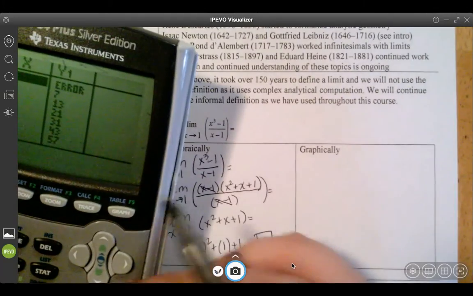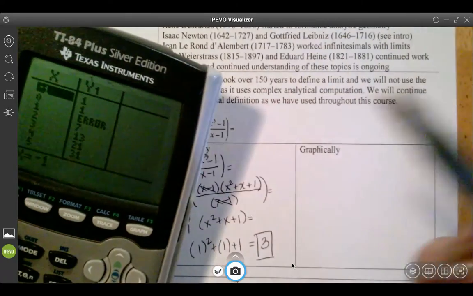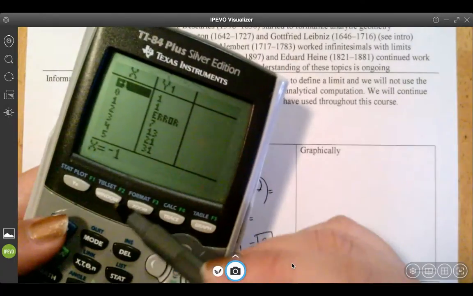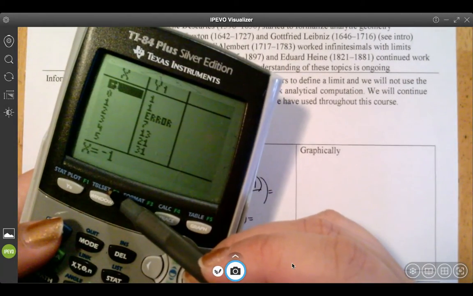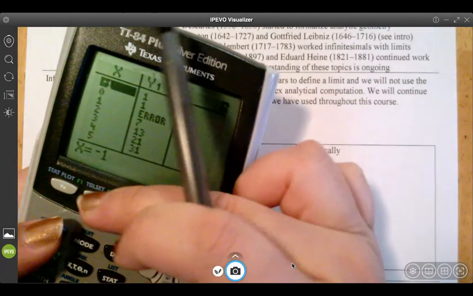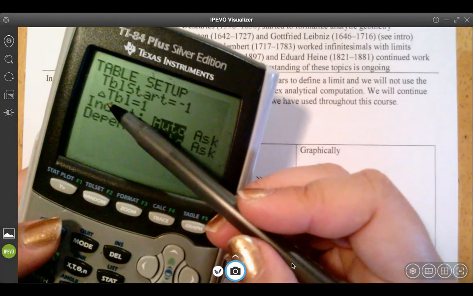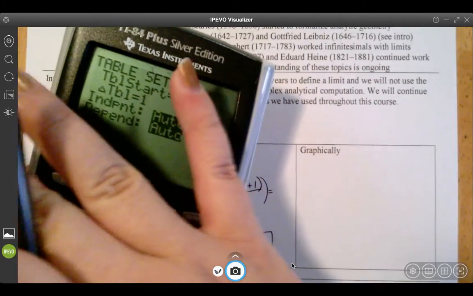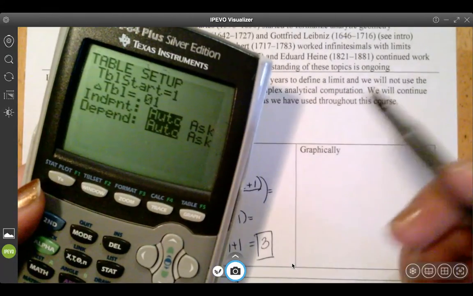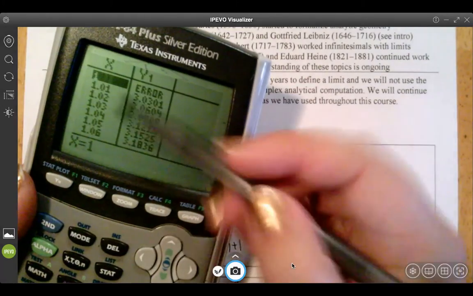And here's where we're going to see a trick, right? Because we know that it's undefined when x is 1, but we want to know what's happening really close around 1. So what we can do is go into table set. And what we're going to change is the distance between these x values. So let's change delta, which is the distance between the x values, to 0.01. And we're going to start the table at 1. So now when we go into the table, it's going to start at 1 and go up by these tiny, tiny increments.